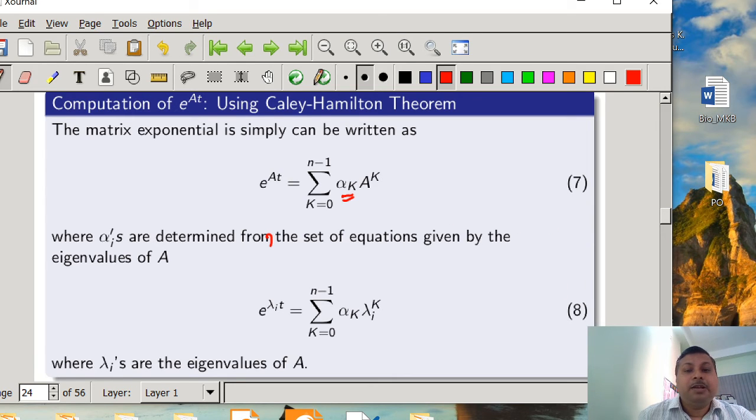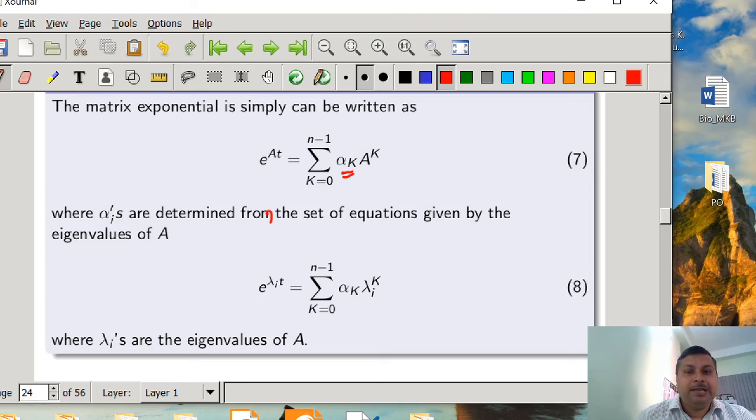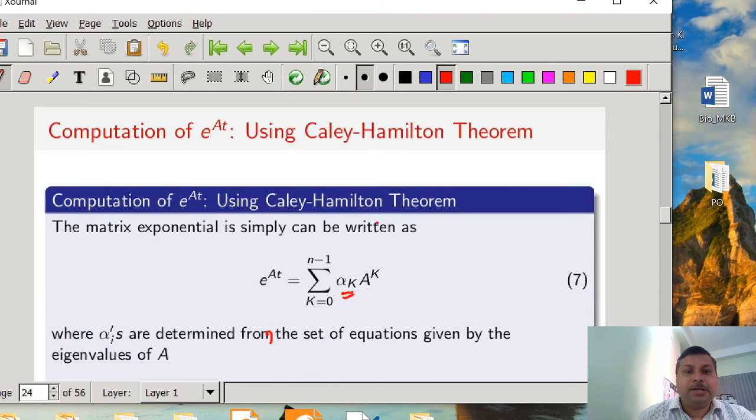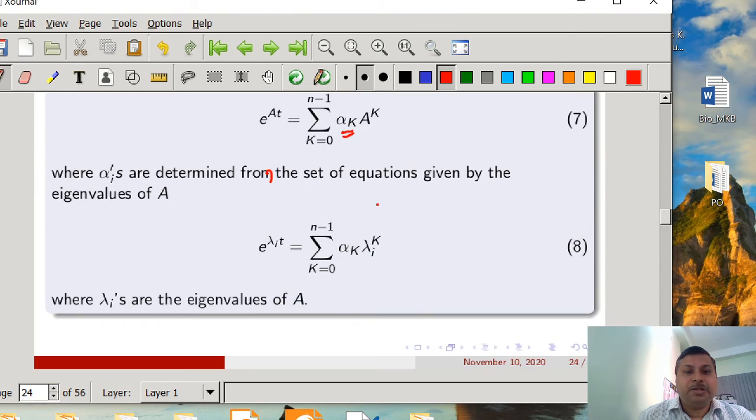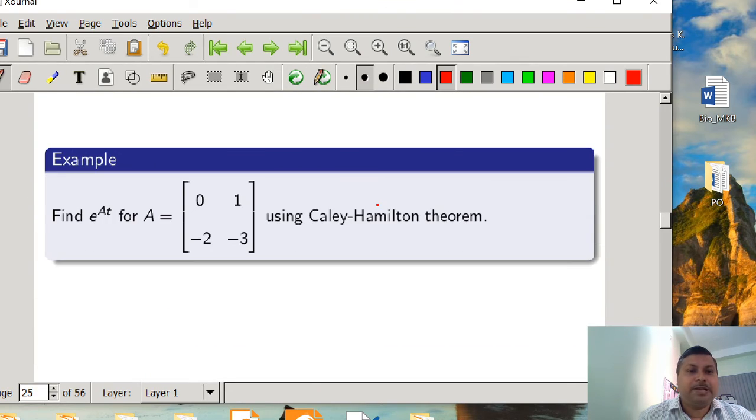So I will give a couple of examples to understand how to calculate e to the power At using the Cayley-Hamilton theorem. Suppose one example has been taken: find e to the power At for A equal to [0 1; -2 -3] using the Cayley-Hamilton theorem. In your exam, if it is specified that you have to calculate e to the power At using some specific process, you have to solve using that process only to be credited.